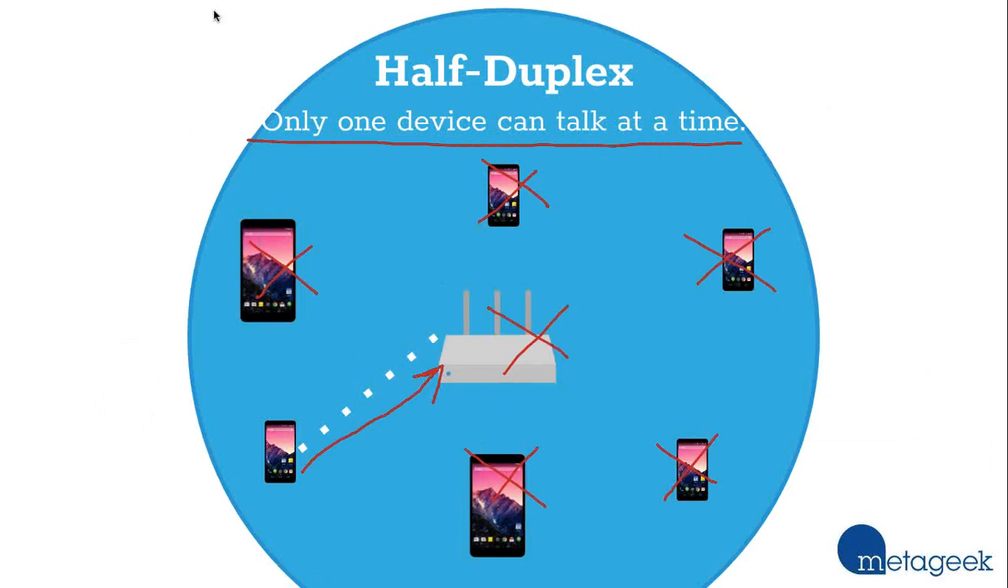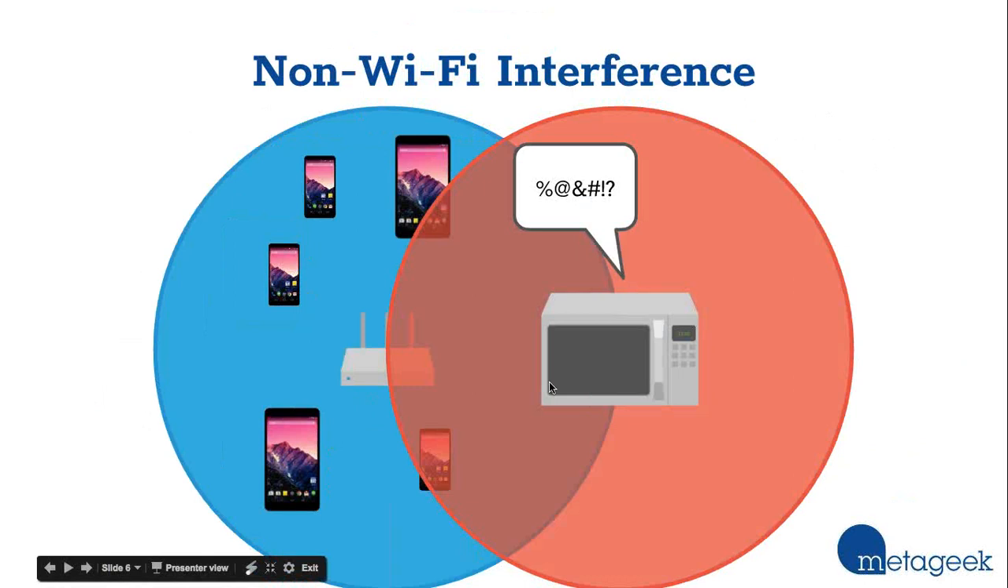If there's a neighboring network, maybe you've got a neighbor next door and they've got an access point and a few wireless devices, if they're on the same channel as you, then they all have to take turns talking with you as well. Anything in range has to be quiet and wait for an opportunity to talk on a wireless channel.